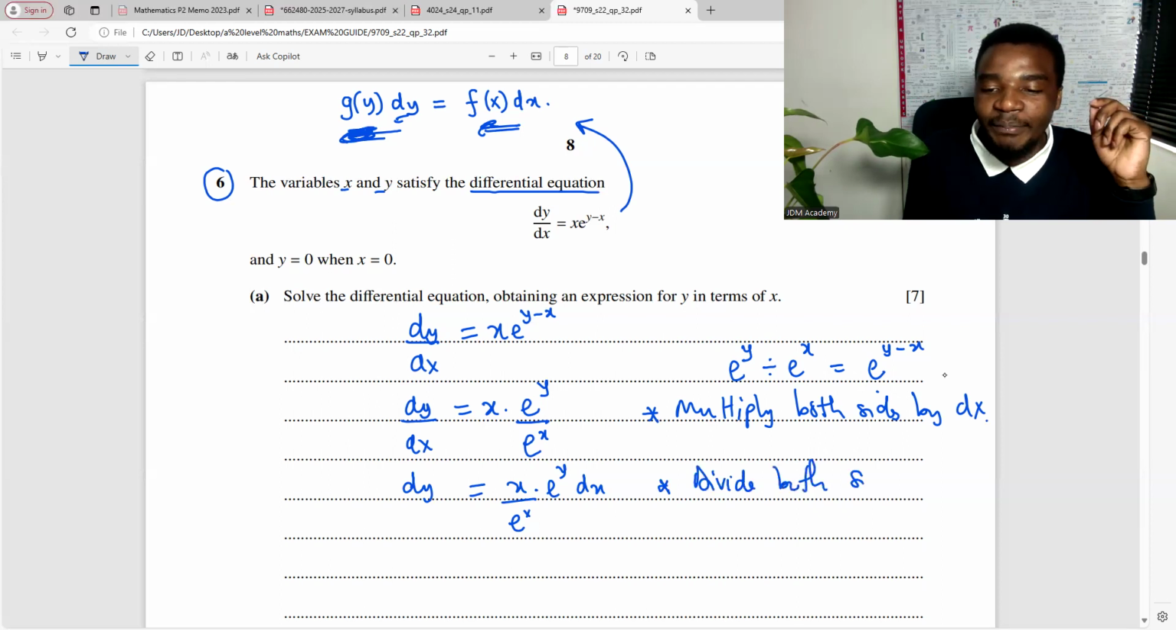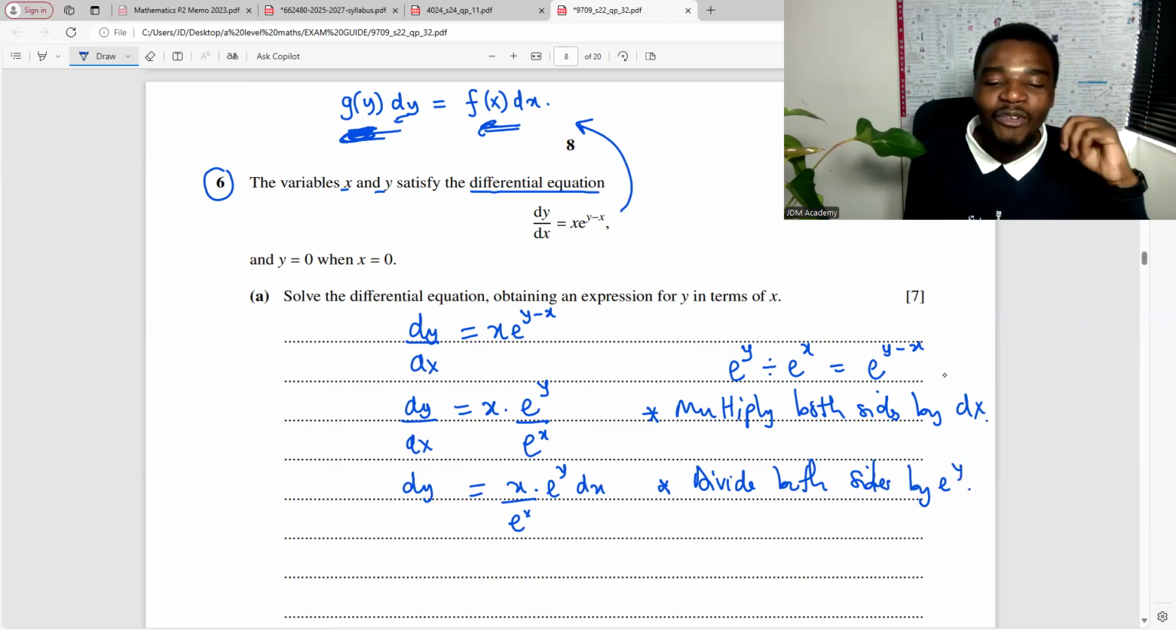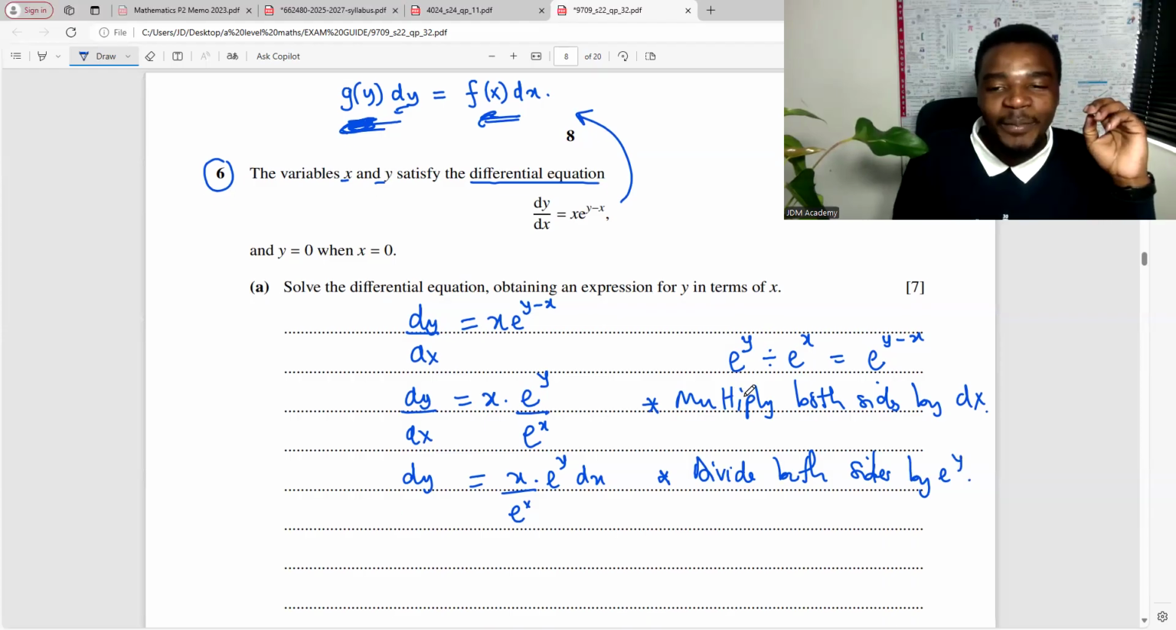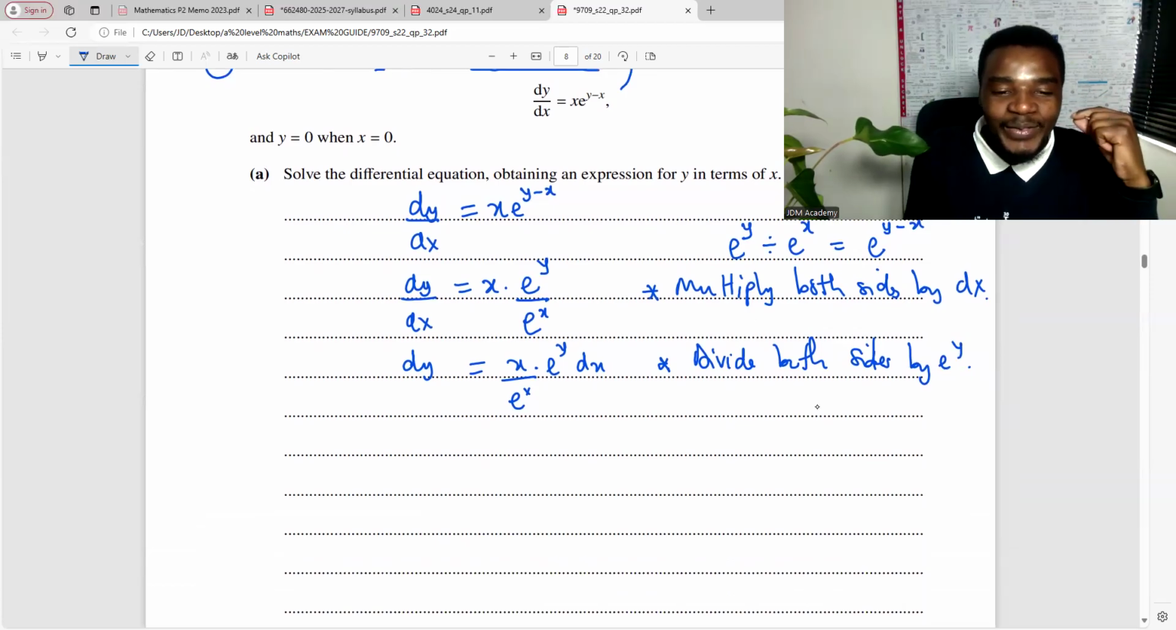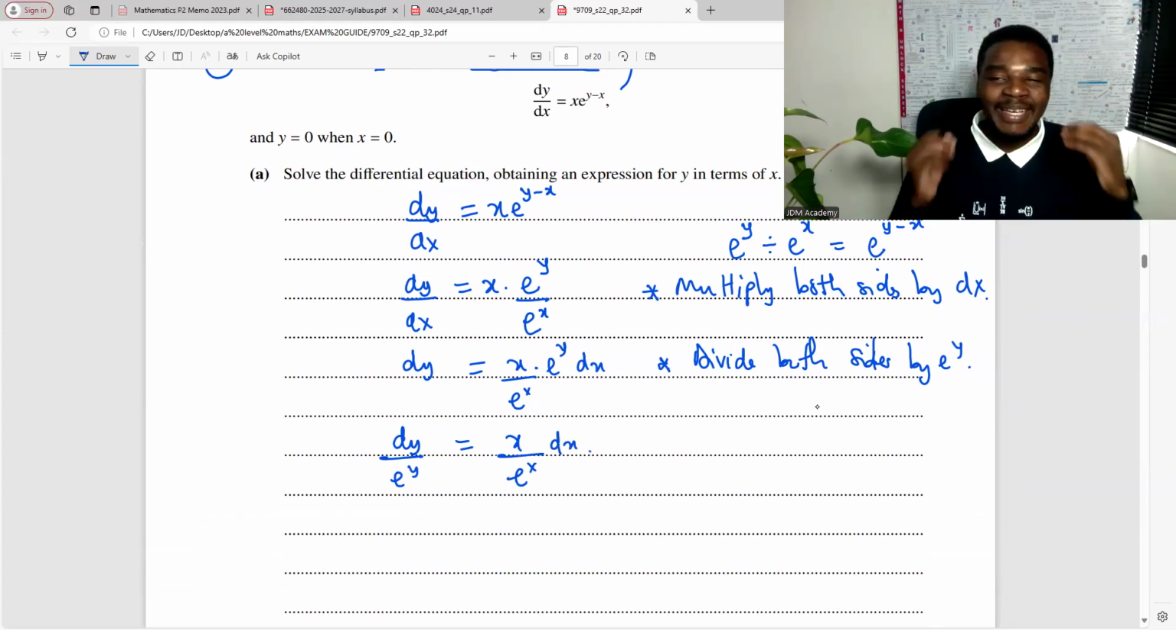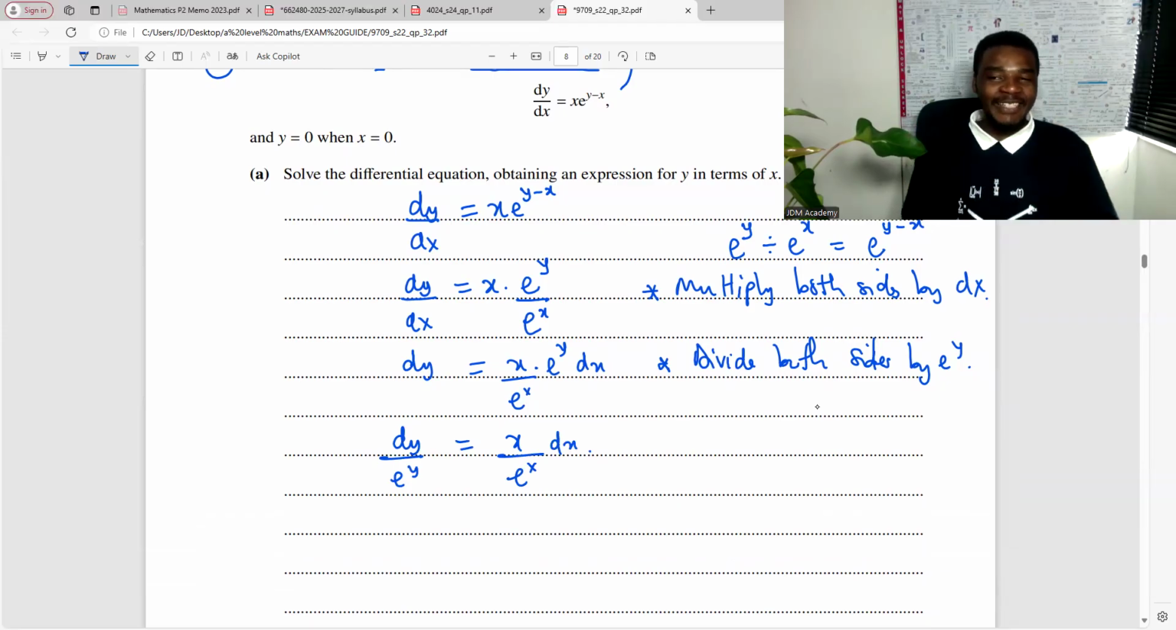Let's divide both sides by e to the power of y. So if we divide both sides by e to the power of y, what are we going to get? We are going to get dy divided by e to the power of y is equivalent to x divided by e to the power of x dx. This is quite interesting.